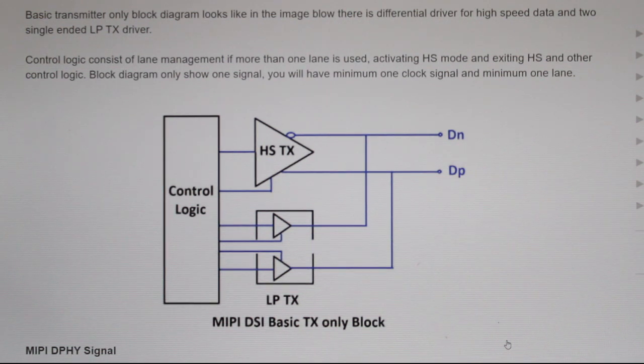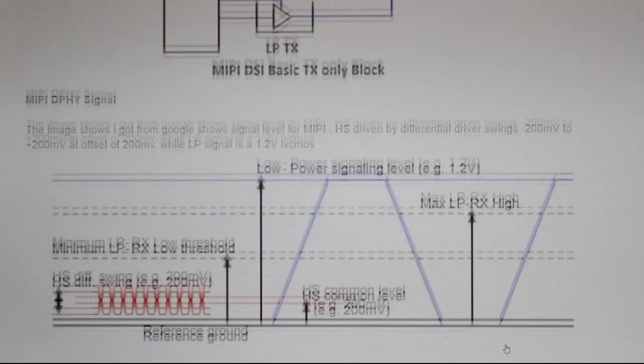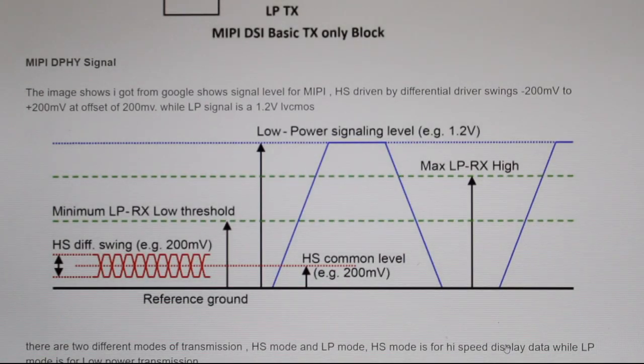A basic transmission with only a single D-PHY element is shown on your screen right now. It consists of a differential driver for high speed transmission and a low power driver for low power signal transmission. Low power voltage levels are at 1.2 volt and high speed TX is LVDS, 200 millivolt differential. This is how signal voltage looks like. In LP mode it expects a 1.2 volt LVCMOS signal, and in HS mode it expects a 200 millivolt swing of LVDS signal.